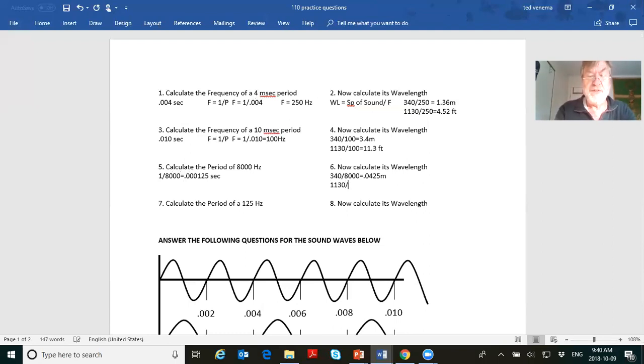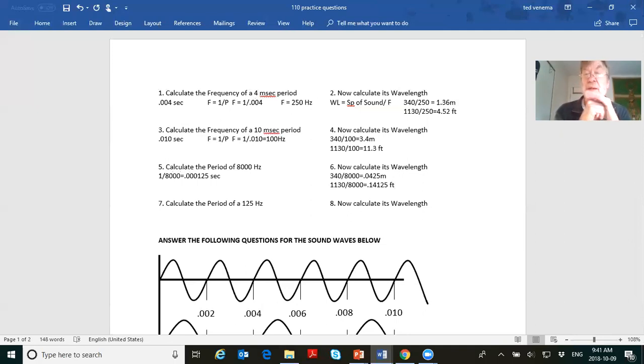1,130 feet per second divided by 8,000 hertz is equal to, let's try that, 0.14125 feet. So it's just a little bit over 1/10 of a foot. Okay, getting short. Maybe that's about 1.5 inches in length.